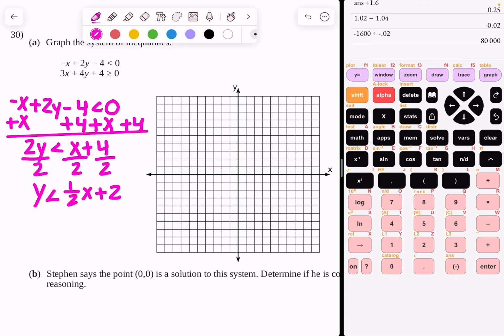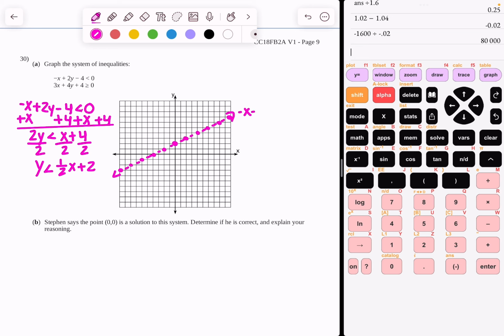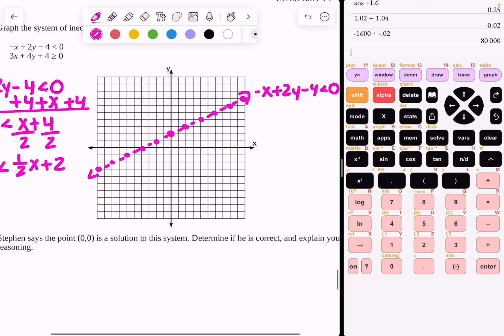I'll start by going up 2. And then my slope is 1/2, so I go up 1 to the right 2. Up 1 to the right 2. Then I could also go down 1 to the left 2. Follow this pattern. And it will need to be a dotted line since it's just a less than symbol. This is the graph of negative x plus 2y minus 4 is less than 0. Because it's less than, I shade below.